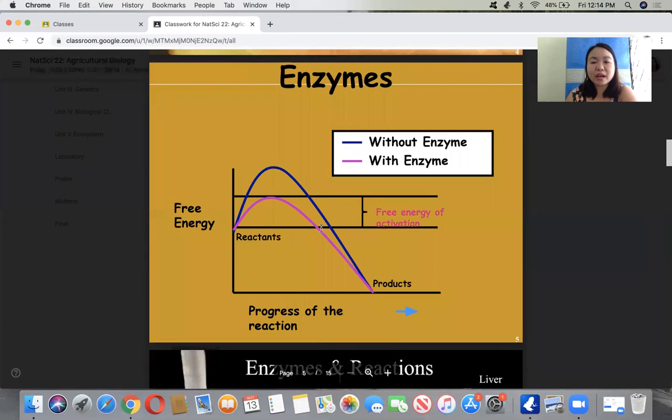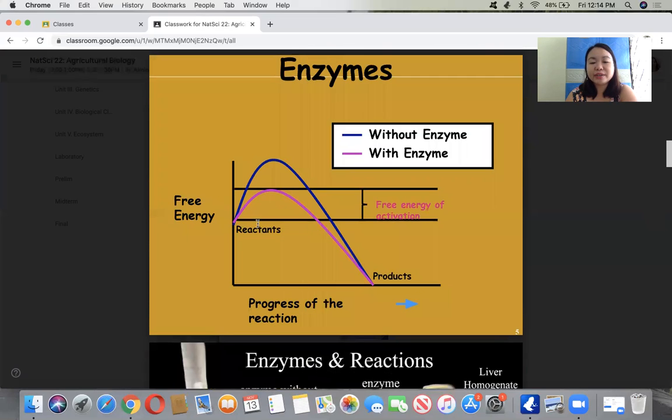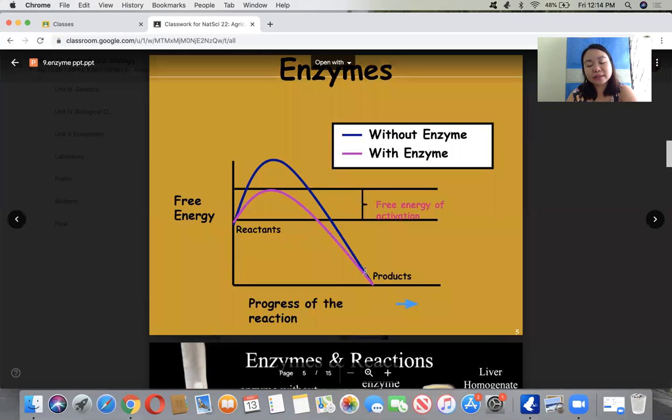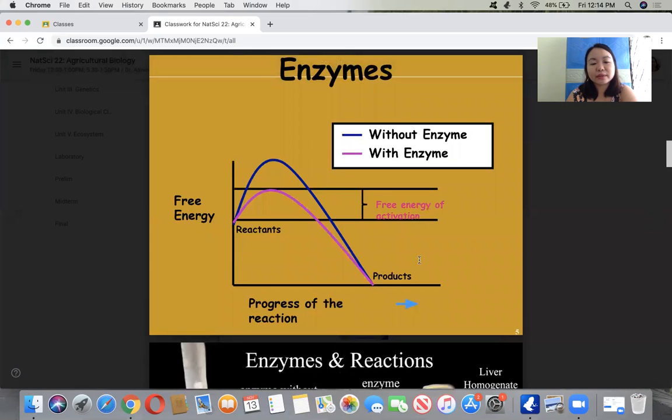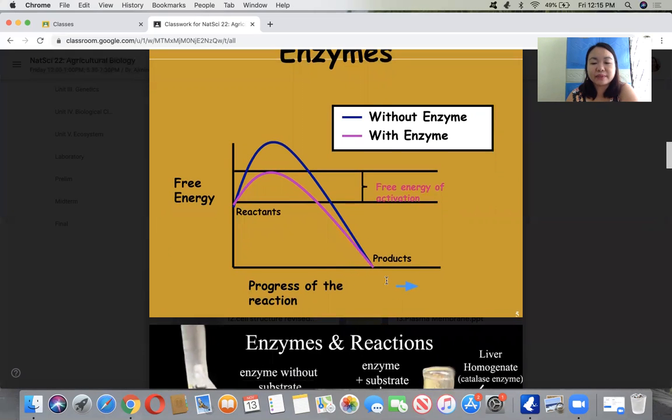Here is another figure to show you the energy as the reaction proceeds. There is a peak, and then a decrease of the free energy as it goes to the final product. We have here two categories. The one with enzyme is the purple one, and the bluish one is without enzyme. So the activation free energy of the reactants is higher without enzyme than with enzyme as the reaction progresses.